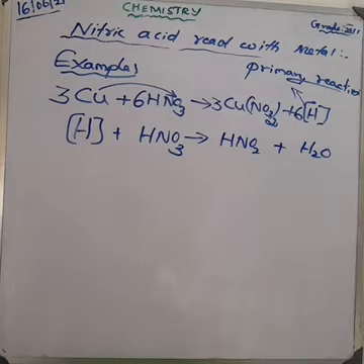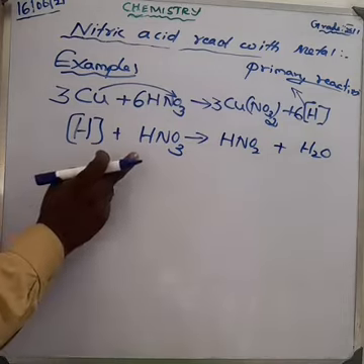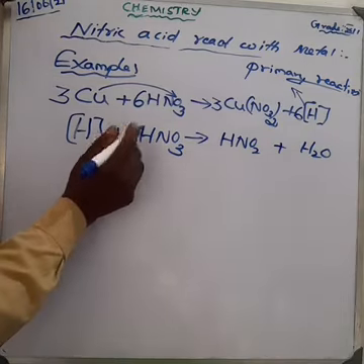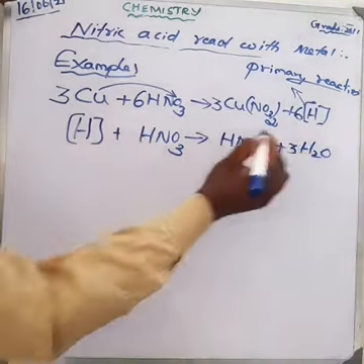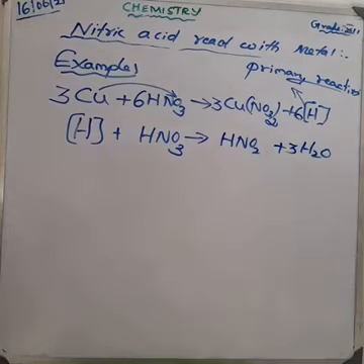Very easily, how can you balance the reaction? How much oxygen is in the nitric acid? 3 oxygen atoms. So, make it 3 water molecules. Yes or no? Okay. Now it is not balanced. Am I right?